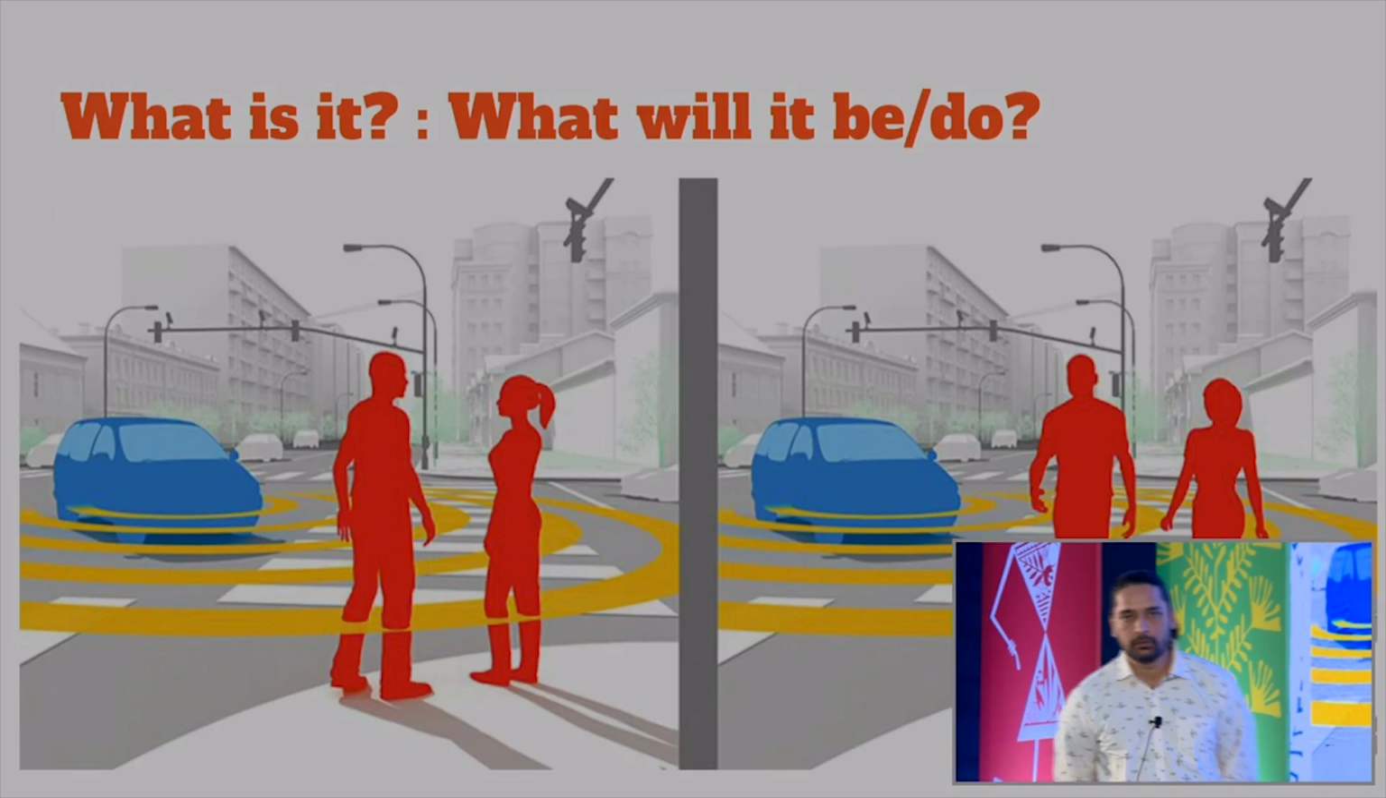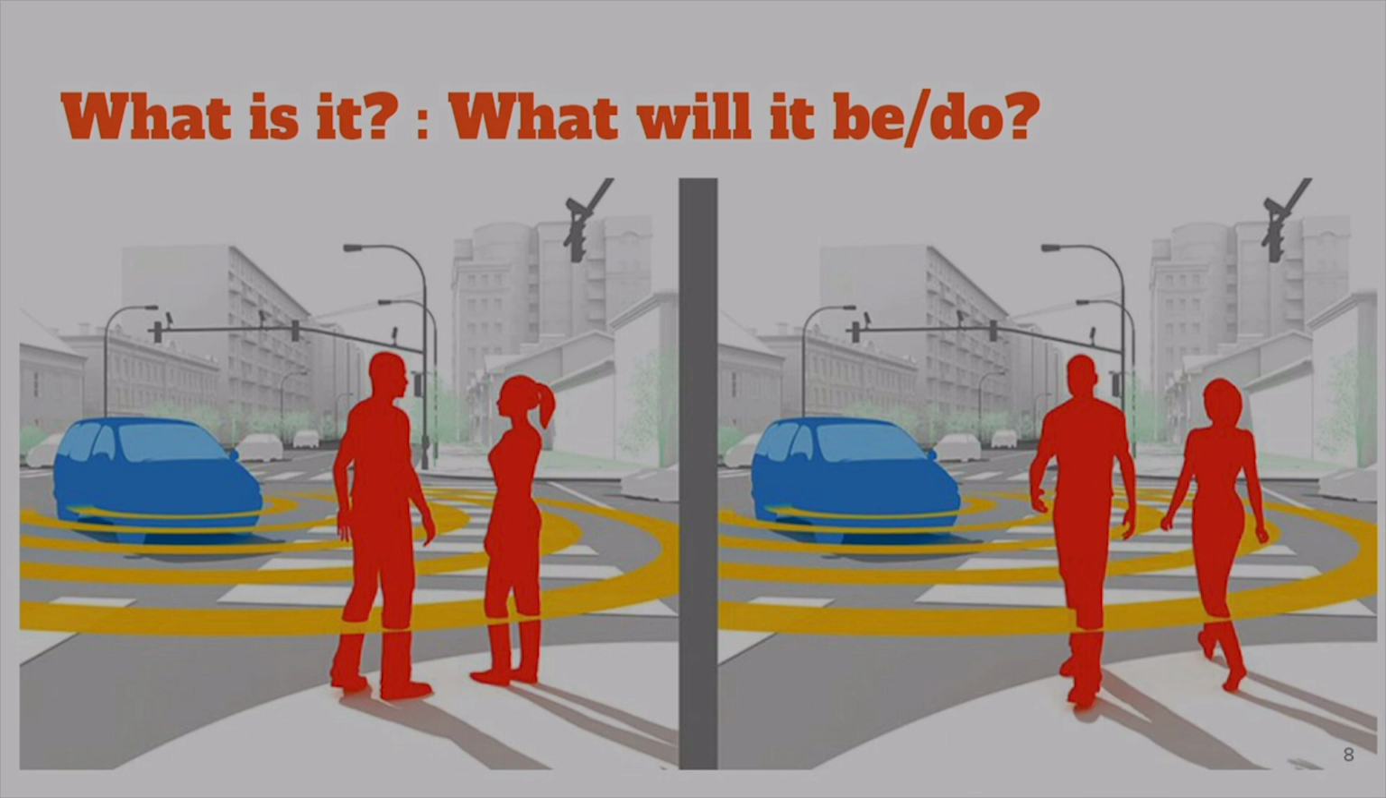So there are 2 paths to finding answers. One is deduction, which is to say, what are these things? Given this data, what does it represent? What is it? And the second part is induction, which is, given the data that we have, what can we predict?